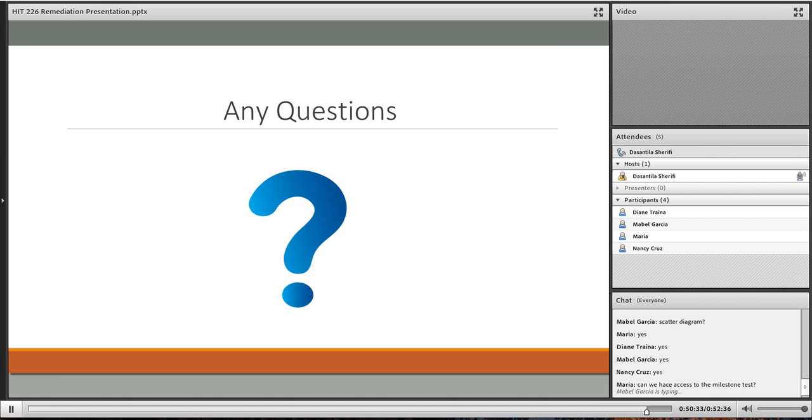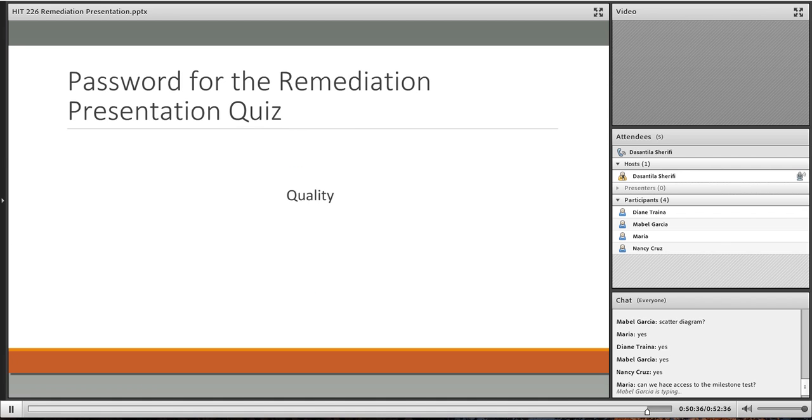So the milestone test, all you need for that is the password. And here's the password. Write it down. It is the word quality. You will put this in and then go take the milestone remediation test. As far as the milestone test, as per the RHIT policy, you will not be able to see the answers there. All you can see is the score. But I did highlight the content here, and that's why this was done this way. It's just like the final exams, where you are not able to see the answers in order to maintain the integrity of the exams moving forward.